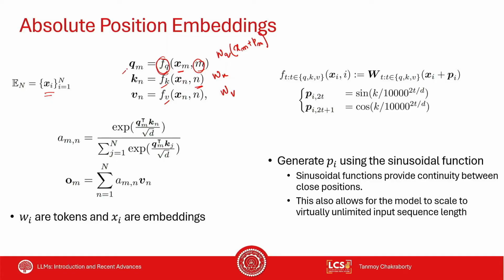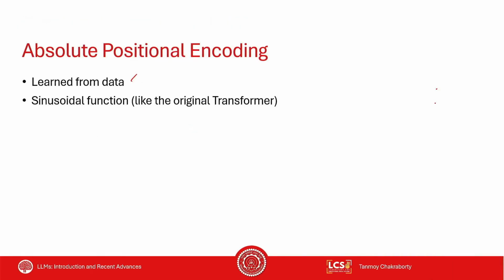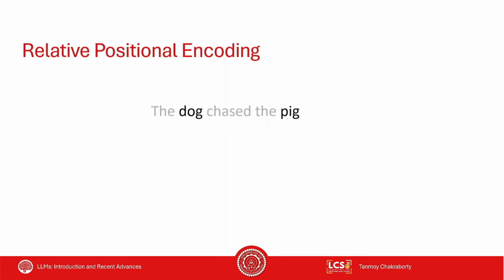Then what we do, once we have the query, key, value vectors, is get the attention score. This is essentially the query-key dot product followed by softmax, and softmax will give you a distribution. Then your output is going to be the weighted average of the values: the softmax output is multiplied with all the v. And in the original paper, they suggested this kind of sine cosine based approach.